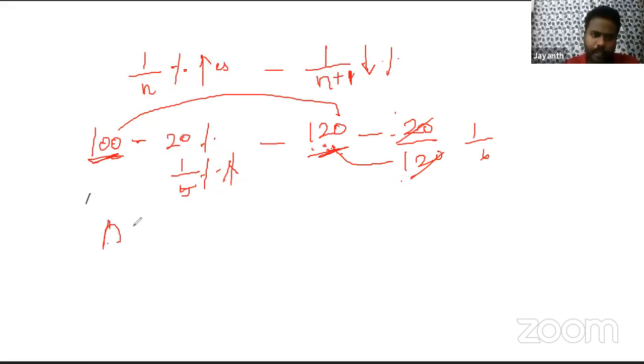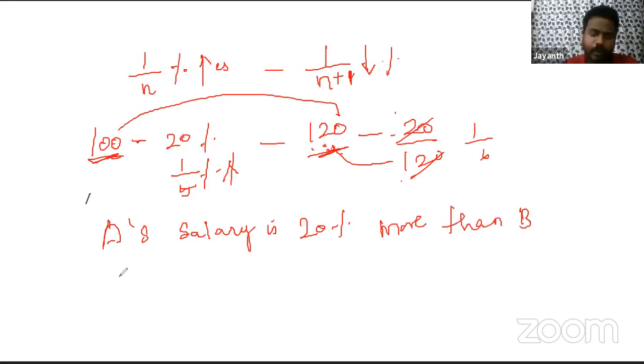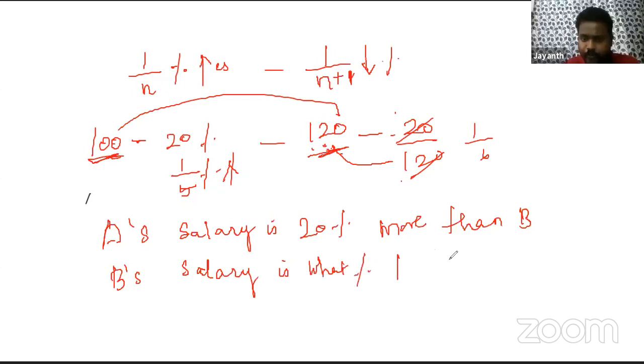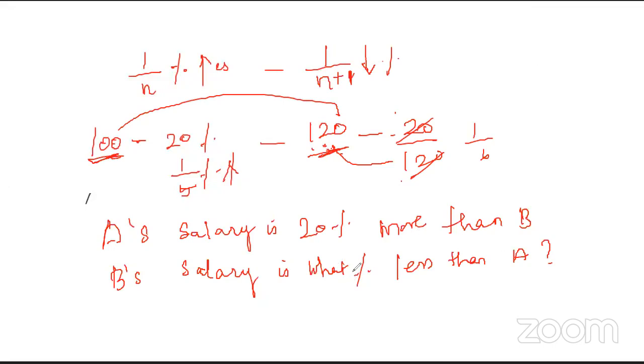For example, A's salary is 20 percentage more than B. Then B's salary is what percentage less than A? If a question is asked like that, you can use this method. If A's salary is 20% more than B, can anyone comment your answers for this one? 16.66. Excellent, good.